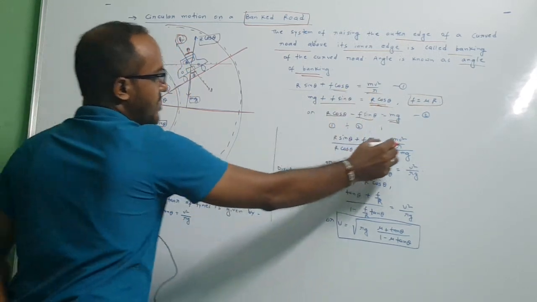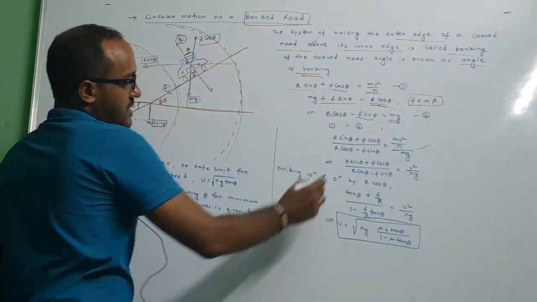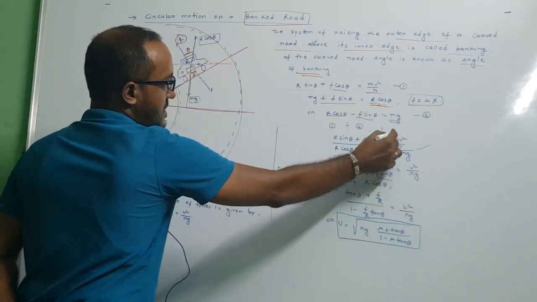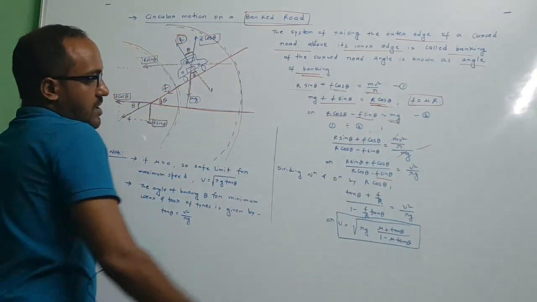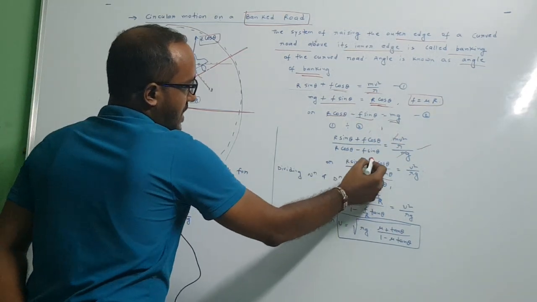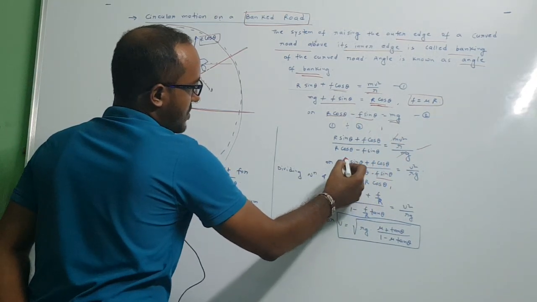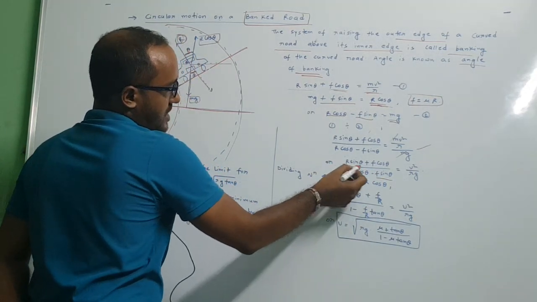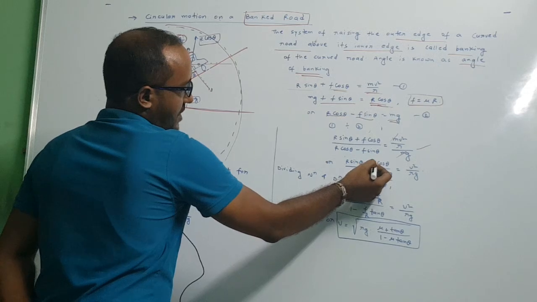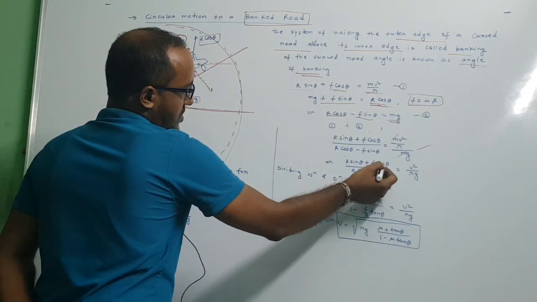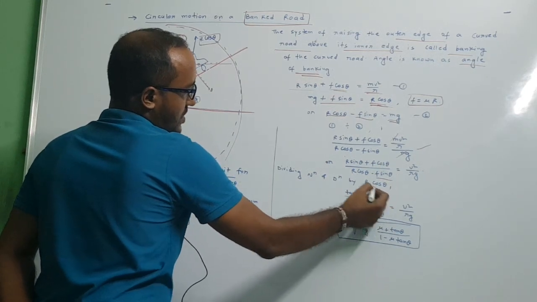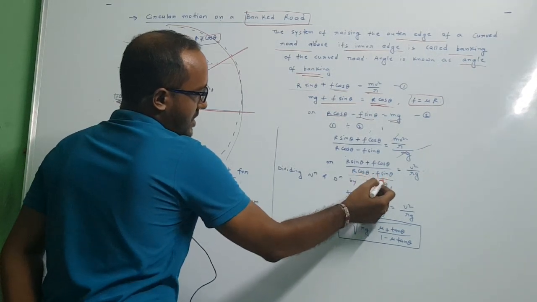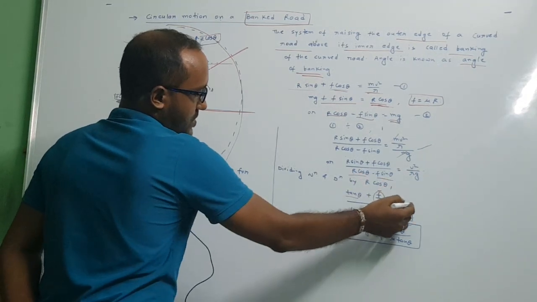Divide 1 and 2, and you will get R sin theta plus f cos theta by R cos theta minus f sin theta equals v square by rg, where m will cancel out. Now divide numerator and denominator by R cos theta. R sin theta by R cos theta, R cancels out, this will be tan theta, and f cos theta by R cos theta gives f by R. So we will have tan theta plus f by R over 1 minus f by R tan theta equals v square by rg.